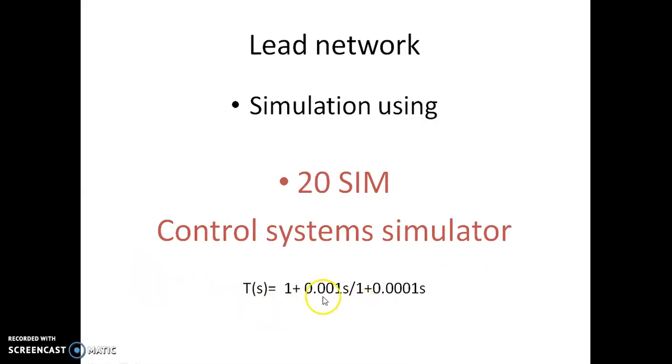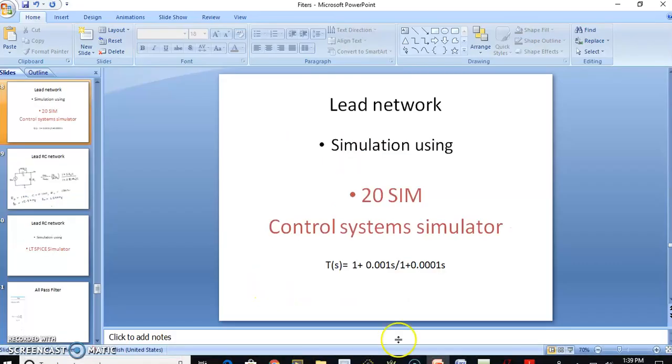Now we can see the zero is located at a lower frequency. Sorry, this is a higher time constant, 0.001, where the frequency is 1 kilo radian per second, whereas the time constant of the pole is 10 times less, which shows the location of the pole at 10 kilo radian per second. So let us see this in 20-sim simulator.